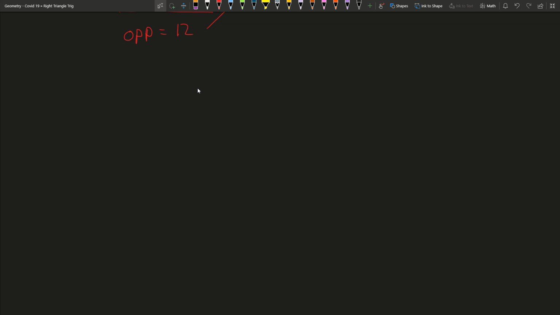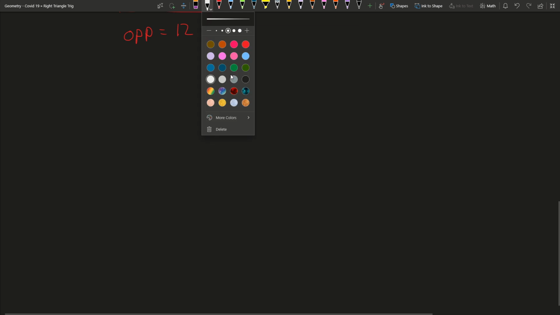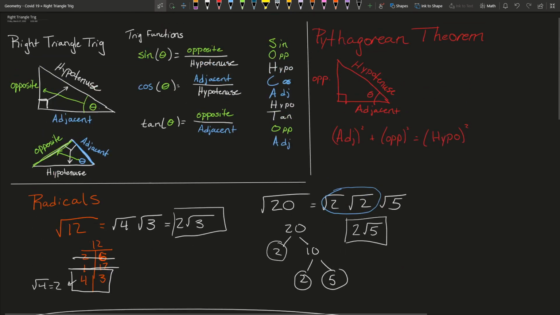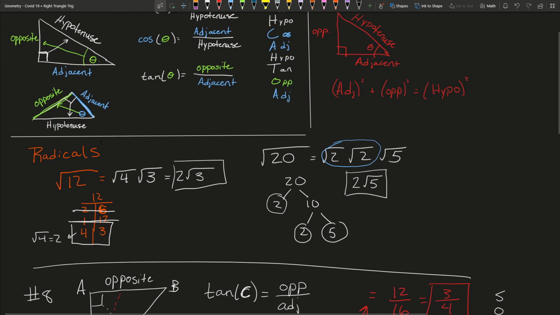We literally just went over that. That's simplifying radicals. That's this right here. Okay, you try and factor the thing inside and then pull out perfect squares.